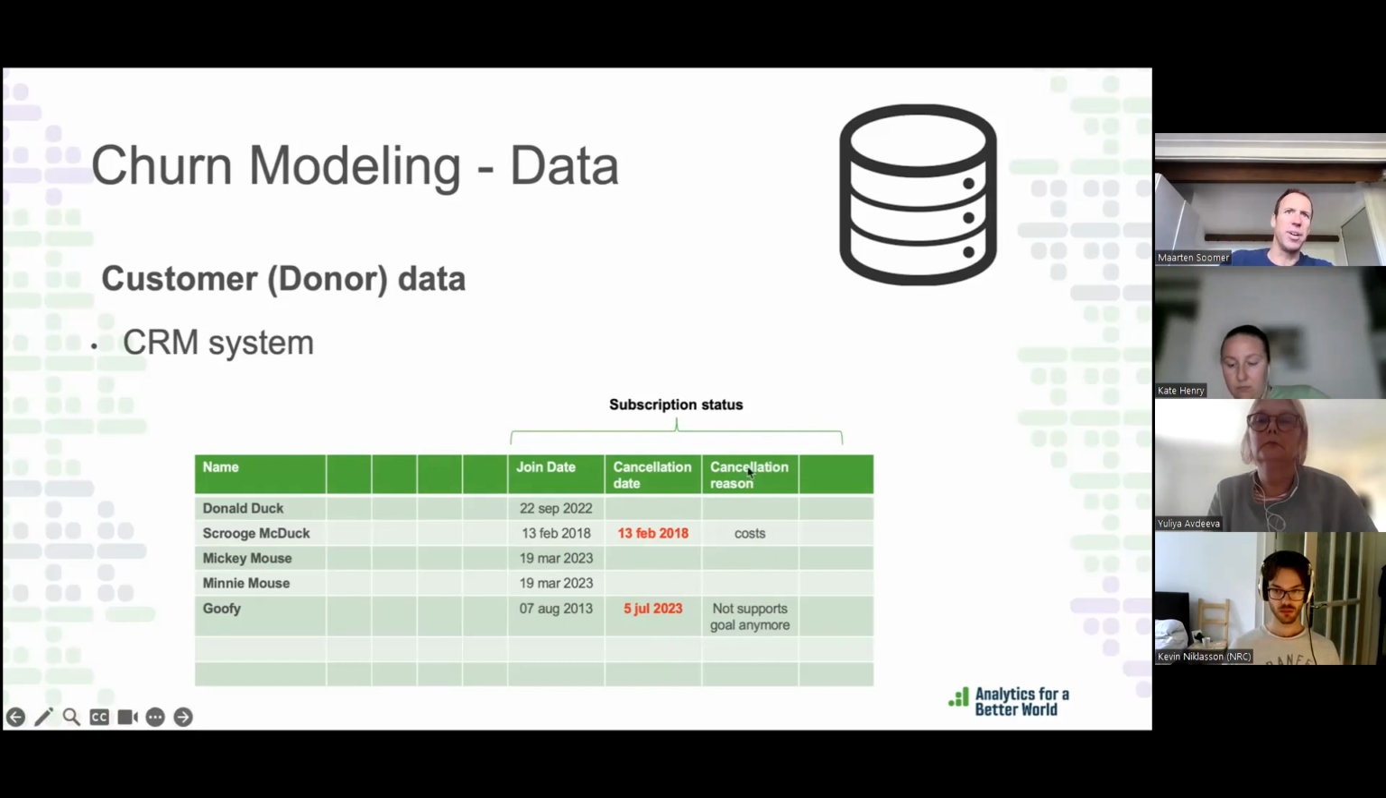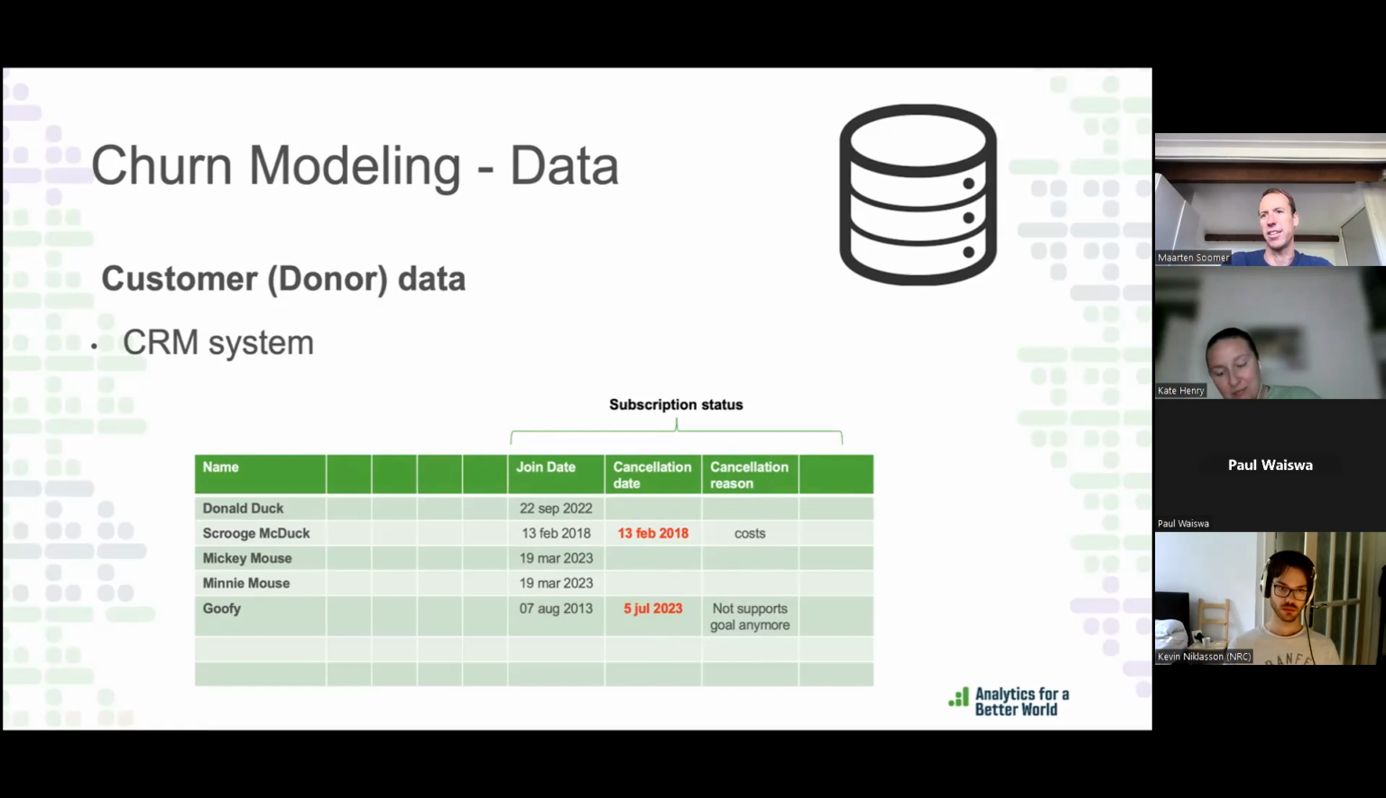Why is the cancellation reason very important? Well, basically what we want to include in our model is cancellation reasons we can avoid, because that's our goal.